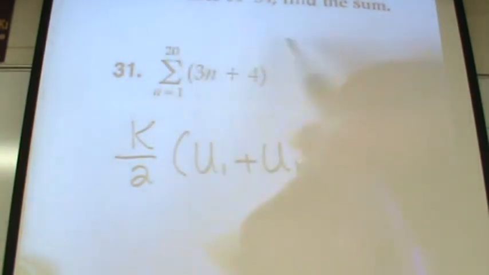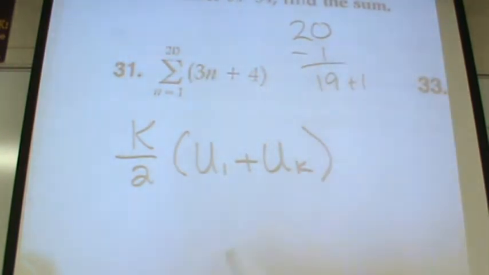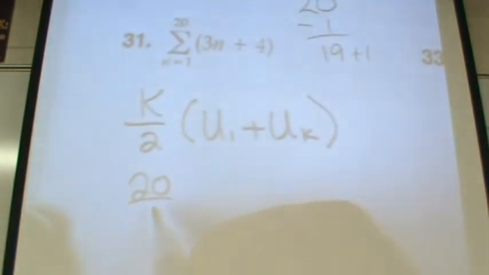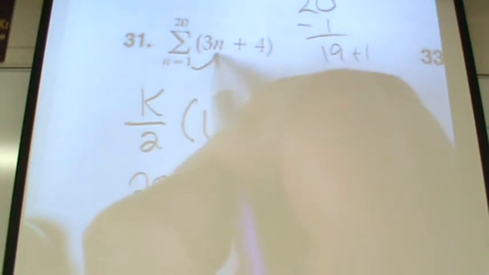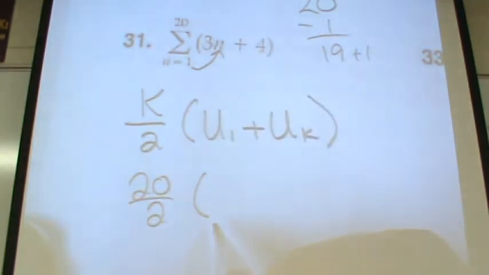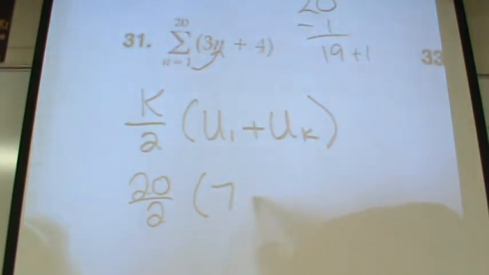Now, how many terms are we adding? If this is 20, you have 20 minus 1, which is 19, and add 1. So you're actually adding 20 terms together. It's not always that top number, so be careful. Now, what's the first term you're adding? You're going to plug a 1 in here. So what is 3 times 1? 3, and 3 plus 4 is 7.